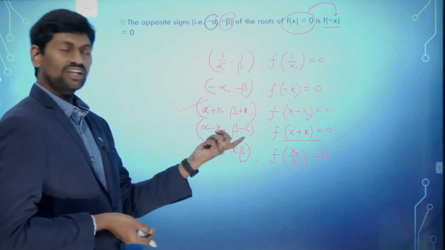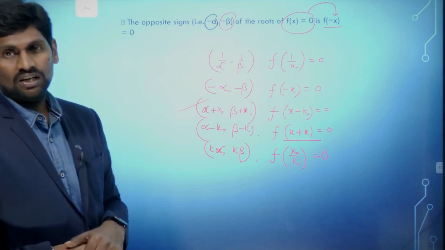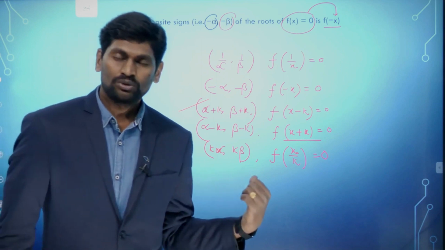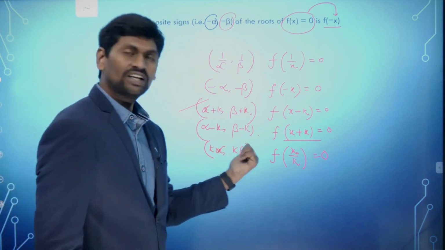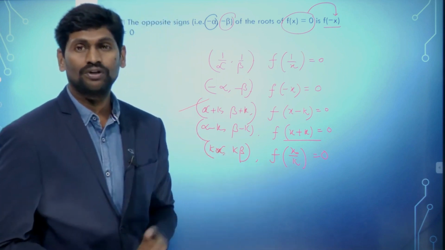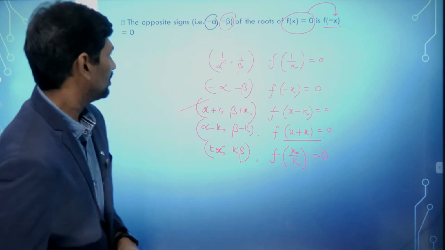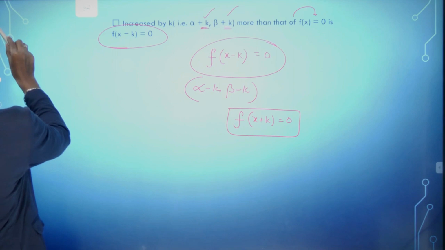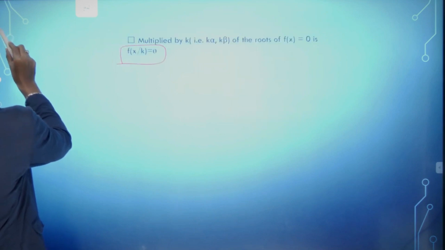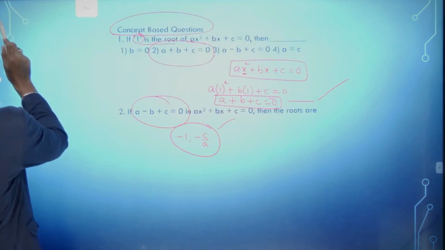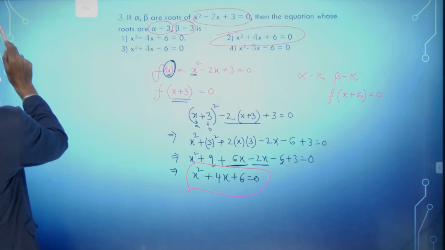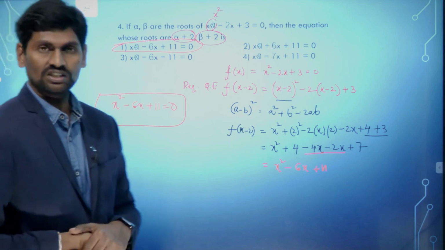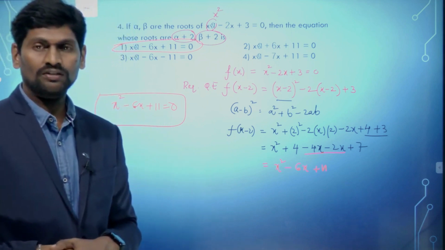And k into alpha, k into beta: that means if alpha, beta are roots of f of x, then k alpha and k beta are roots of f of x by k equal to 0. And based on this, we did the problems. First problem, based on conditions, and this is the last problem we have discussed. Clear?